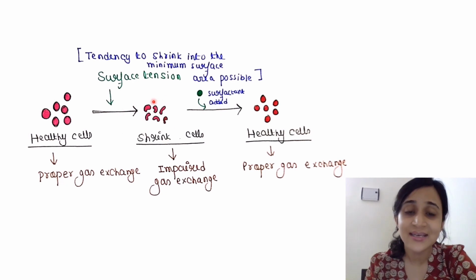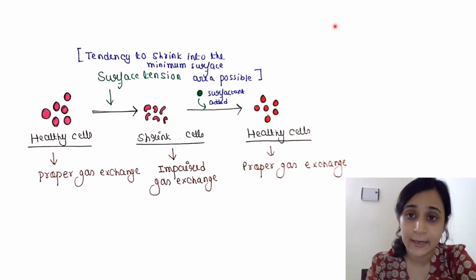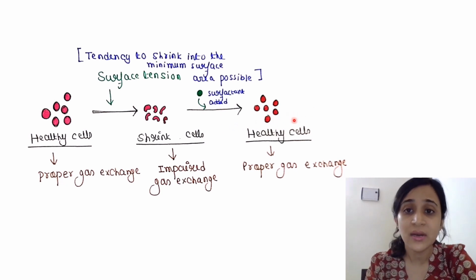Now lung cells are specialized for gas exchange. When cells shrink like this, they cannot exchange gas properly. Now some cells of the lung secrete surfactant. So these are type 2 pneumocytes, which secrete surfactant. The role of surfactant is to reduce the surface tension so that cells get their proper shape and play a role in proper gas exchange. So this is the stuff you need to know.